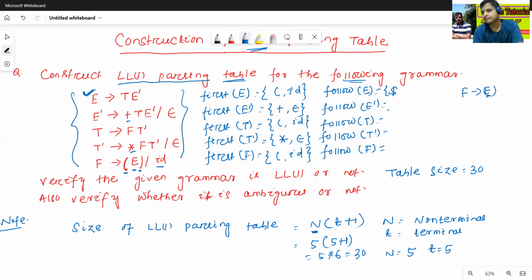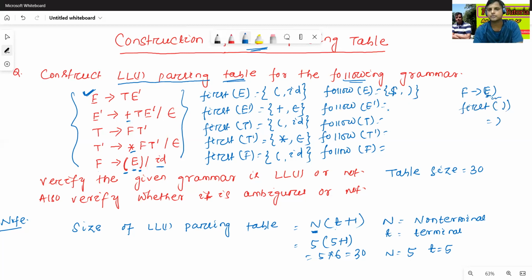There is something on the right side of E, so follow of E is first of that something. What is first of the close bracket? First of close bracket is nothing but the close bracket. So follow of E is $, close bracket.